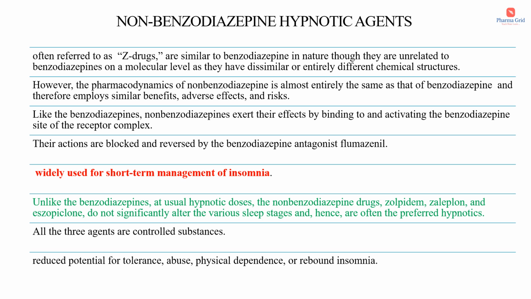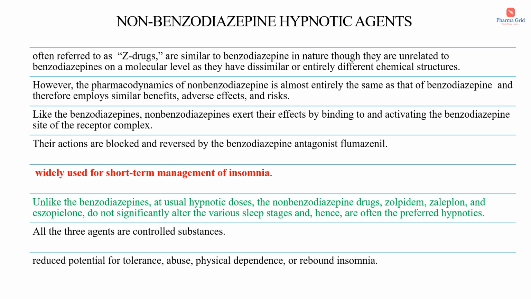Unlike the benzodiazepines at usual hypnotic doses, the non-benzodiazepine drugs, examples including zolpidem, zaleplon, and eszopiclone, do not significantly alter the various sleep stages and hence are often the preferred hypnotics. So the main advantage of these non-benzodiazepine hypnotic agents is that, unlike the benzodiazepines at usual hypnotic doses, these drugs do not alter the various sleep stages. Okay, hence they are often the preferred hypnotics.